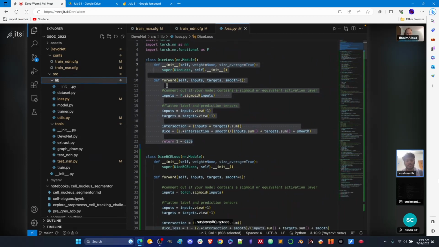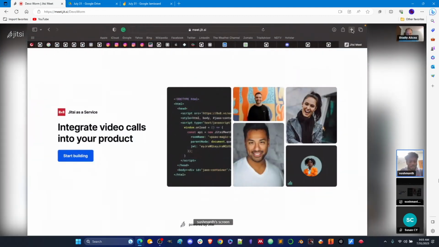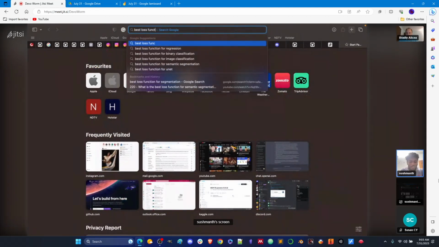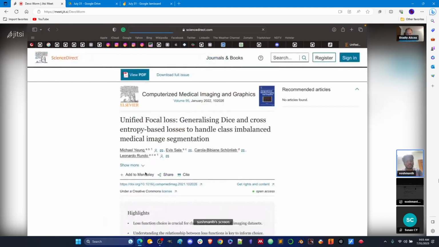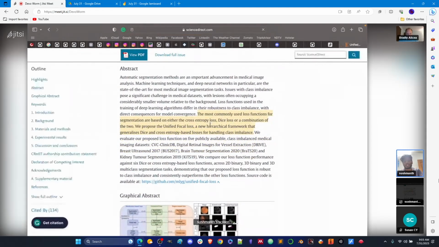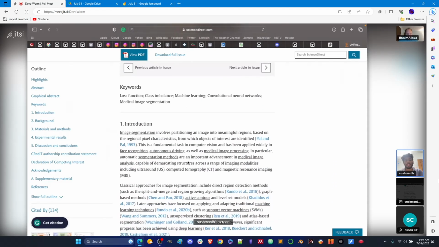Right now, I have the dice loss and dice BCE loss, and to implement this, I needed to read a paper. Yes, I have read this paper and I have implemented it. Unified focal loss. This is about a loss function mainly used for segmentation. It mainly focused on a particular loss function called unified focal loss, which is an intersection of dice loss and cross entropy loss. I have read the whole paper, understood it, and implemented their methods in the loss functions.